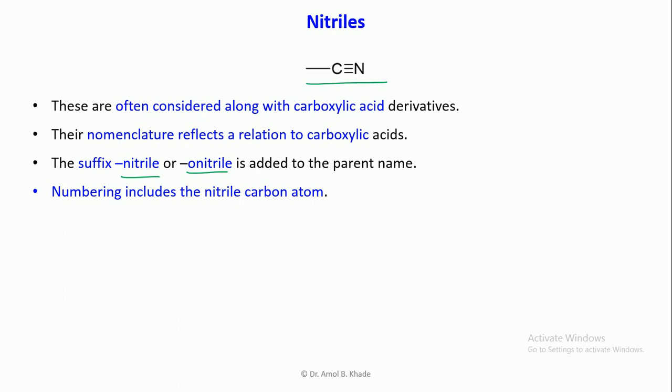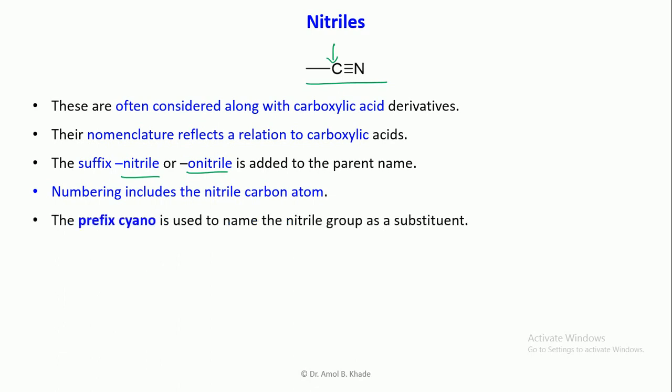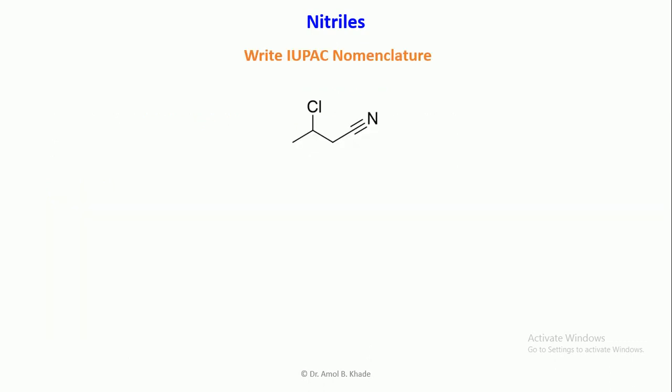Numbering includes the nitrile carbon atom. So it is similar to that of the carboxylic acids and its derivatives, where we have considered the carbon of the carboxylic acid and its derivative. So here also we have to consider this carbon which is attached to the nitrogen of this nitrile. And then we can also use a prefix, cyano, when the nitrile group is present as a substituent. So we will see some of the examples.